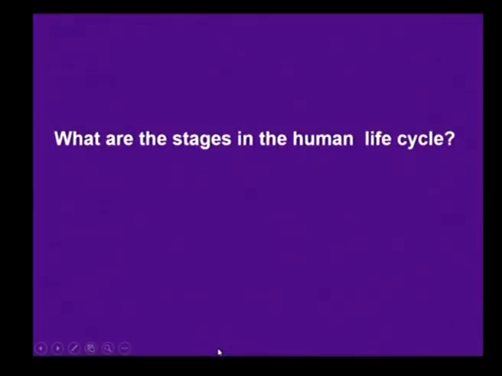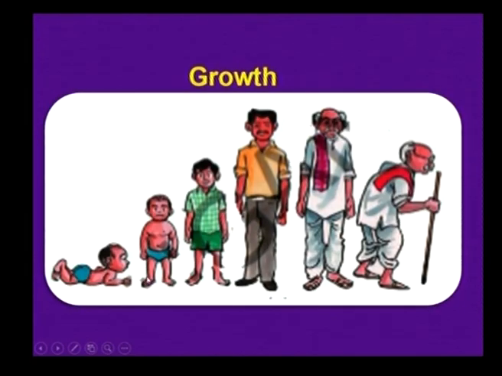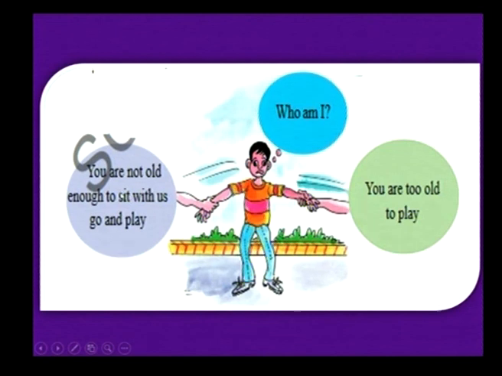What are the stages in the human life cycle? Infancy, childhood, adolescence, young age, middle age and old age. Can you help this guy? Elders are saying that he is not an elder to sit along with them. Youngers are saying that he is too old to play with them. Then what is this stage? This is the adolescence stage.